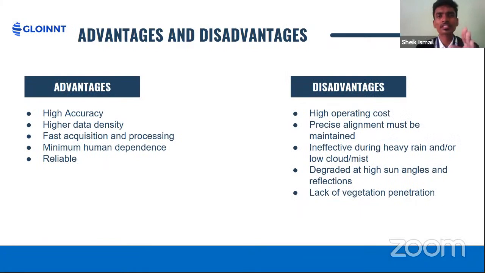What are the advantages and disadvantages of LiDAR? Here I'm giving you a few. LiDAR has high accuracy, perfect, high accuracy when compared to all the technologies in surveying. And it has high data density. While capturing the data, it takes a lot of storage, because it is a high volume of data. It is a higher density of data. The acquisition of data and the processing is very, very fast.